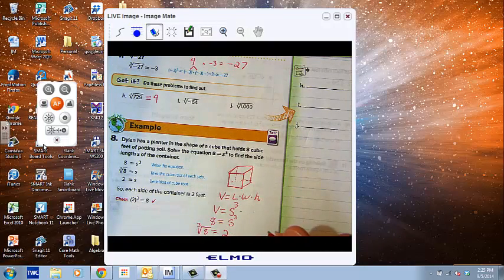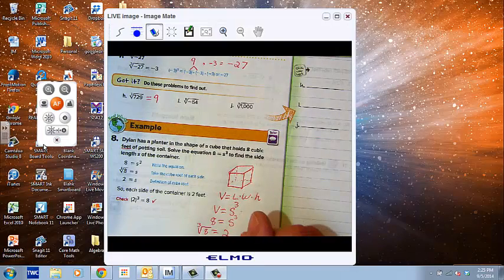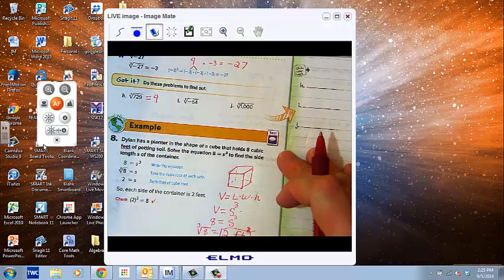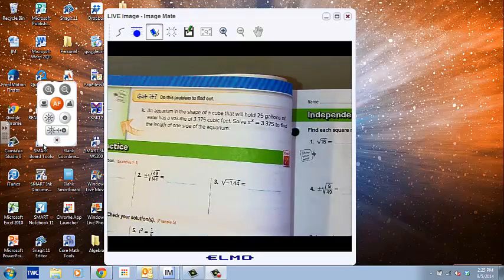Now always remember with word problems, you need to have your units. What are my units? It says cubic feet, so it should be 2 feet cubed. Or actually, it's just a length, so 2 feet. That would be your answer, okay? One more example. All right, here. Turn the page.